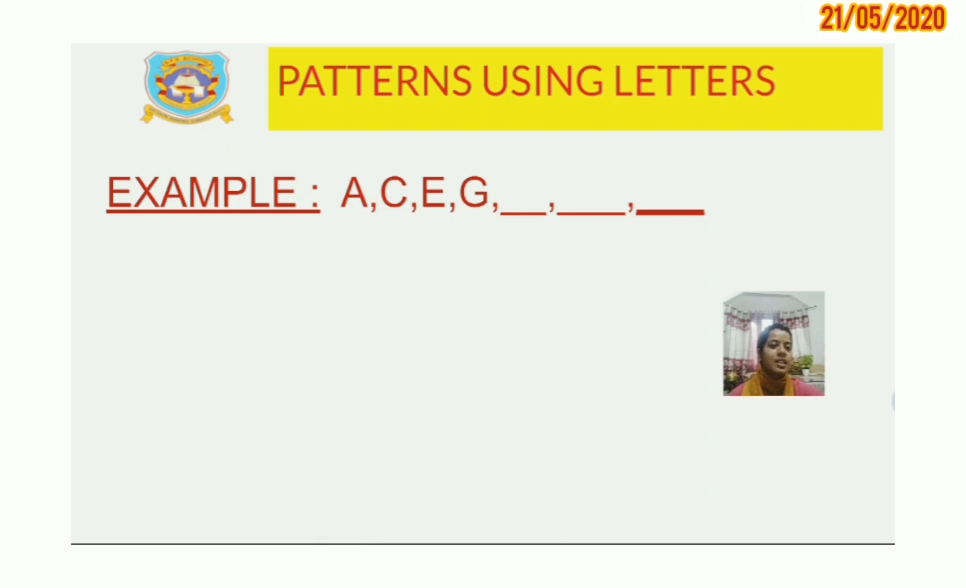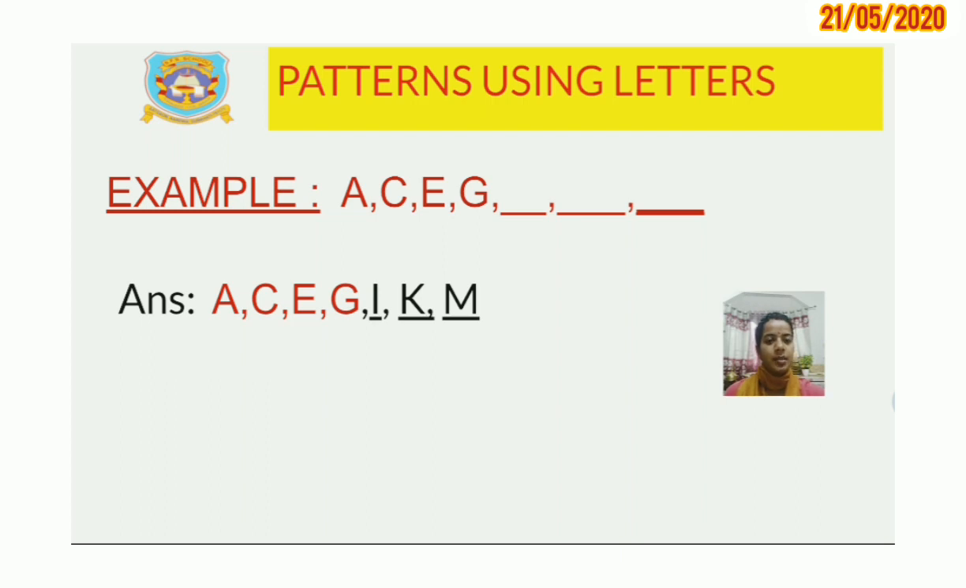Alright, and so on. So after G there should be one I. Why I? Because after G the letter H is skipped and I is written in the pattern. Alright, after I, J is skipped and K is written in the pattern, and after K, L is skipped and M is written in the pattern. Okay, so in this example we have seen that the pattern is formed by skipping one letter each time.